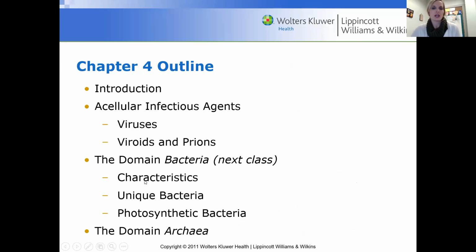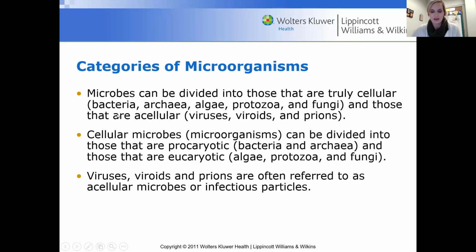So here, again, chapter 4 itself, we're looking at acellular and cellular organisms in the second part. Again, we'll see that next class. But here we're going to focus on just this first part, acellular infectious agents, which is going to include your viruses, and then viroids and prions, which are just smaller versions of your virus. And I'll define those for you guys a little bit later.